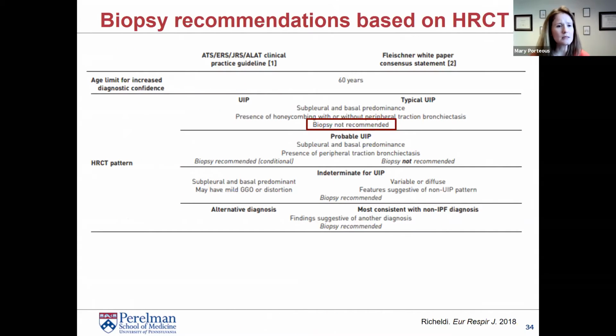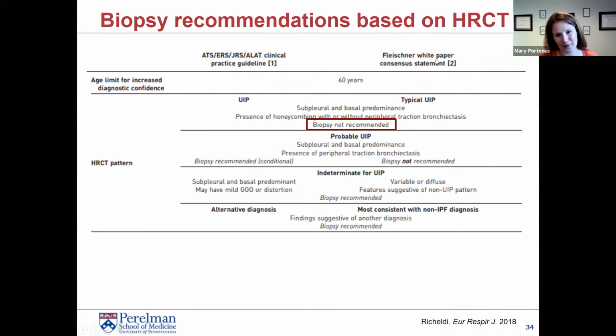So one of the things that we use to decide whether a biopsy is necessary is looking at the high resolution CT. You can see I showed two, so just so you know, there are two classification guidelines that came out around the same time, ATS and then Fleischner.